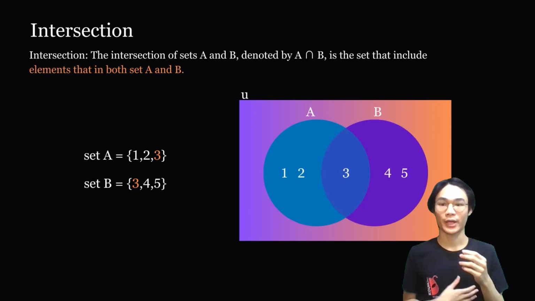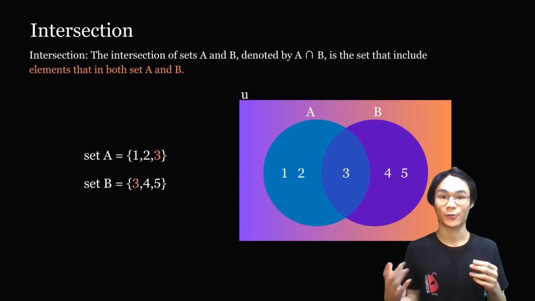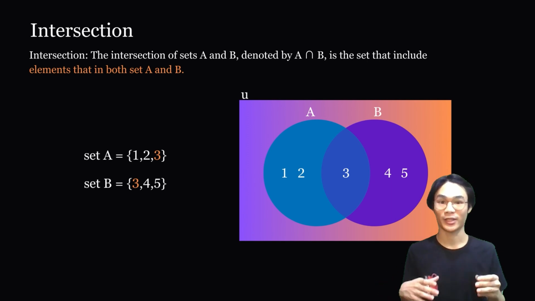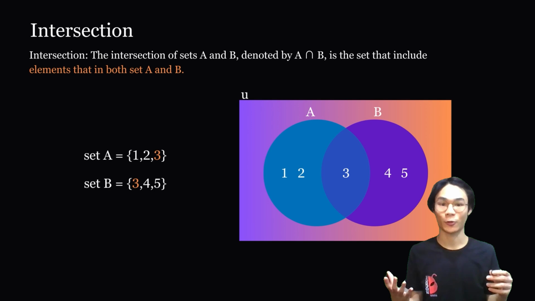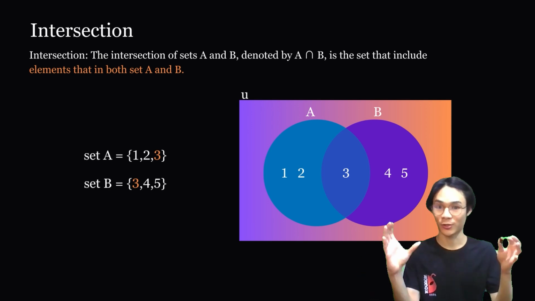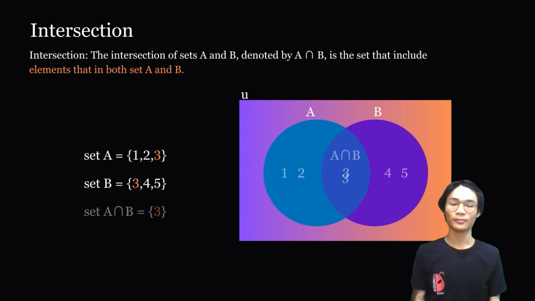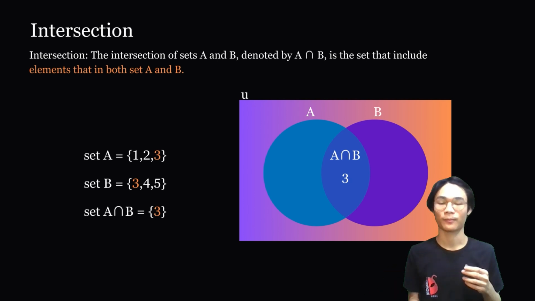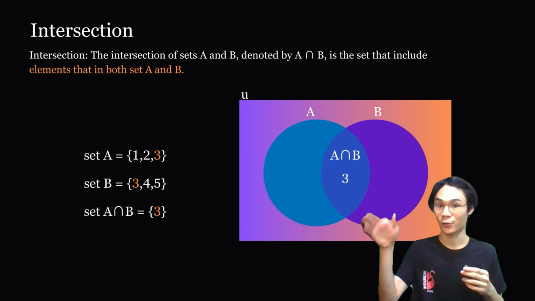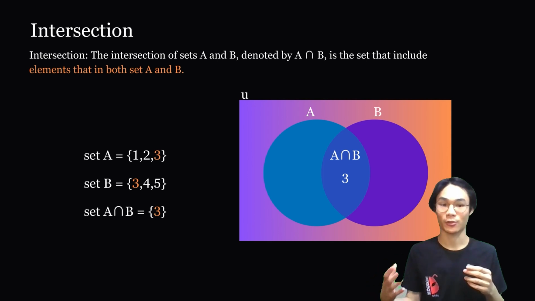For the second operation, we have intersection. The reason we call it intersection is because it denotes the area that overlaps or intersects between set A and set B. Or in other words, it's just the elements that are in both set A and set B at the same time. Let's look at our own example. We have A that includes 1, 2, and 3, and B that includes 3, 4, and 5. The result of A intersect B is denoted by the symbol A, reverse U, and B. And the result is only 3 because, as you can see, 3 is the only element that is in both set A and set B.